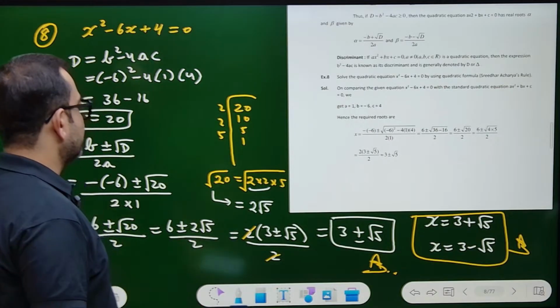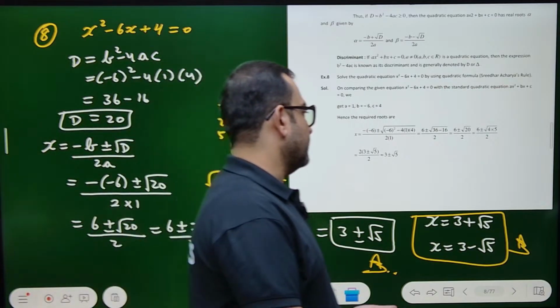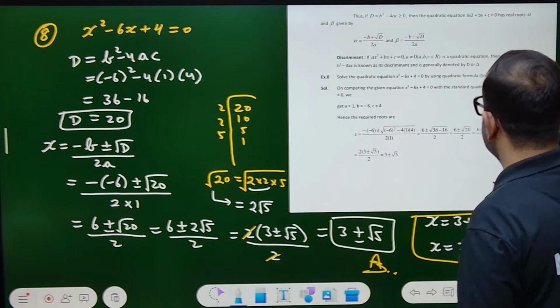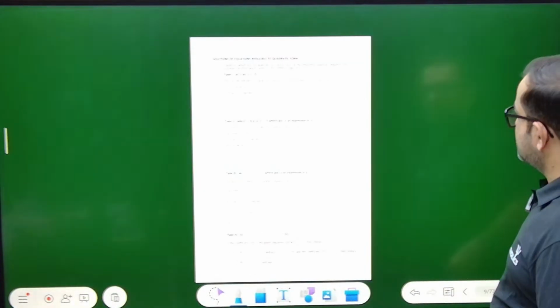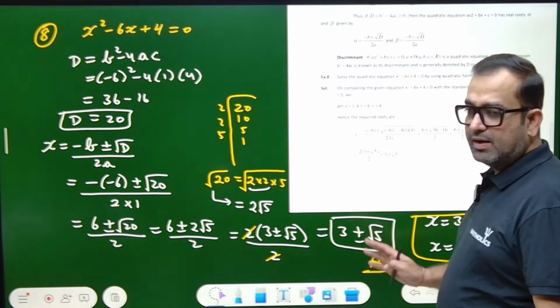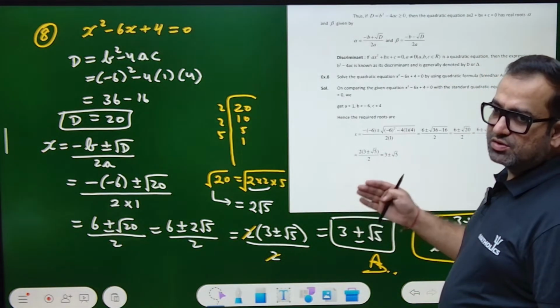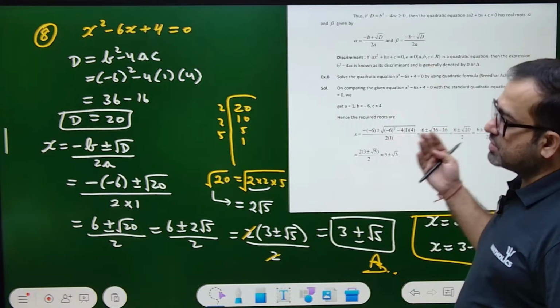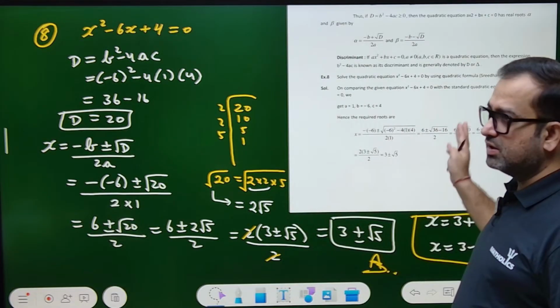So x equals 3 plus minus under root 5. Now, moving towards solving another question, this is solutions using the discriminant and applying it, using Shridharacharya's rule and the quadratic formula. We have learnt the same thing in two or three examples.